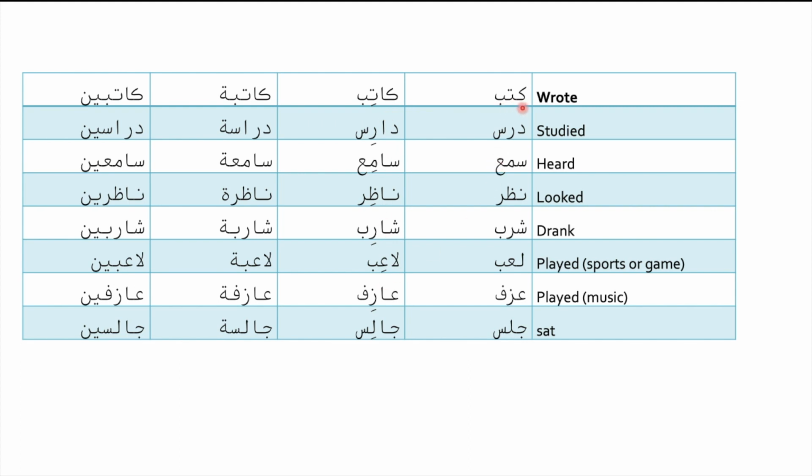out of a normal trilateral root verb? How do we conjugate that? So what do we say? Trilateral root, which means the basic verbs which have three letters, such as katab, daras, سمع, نظر, شرب, لعب, عزف, and jalas.